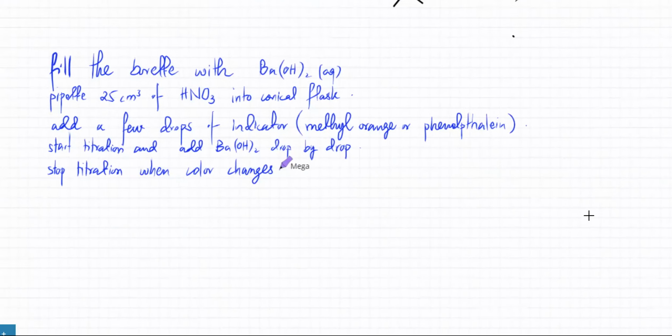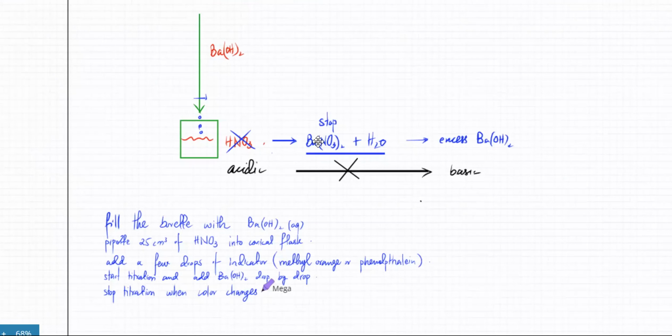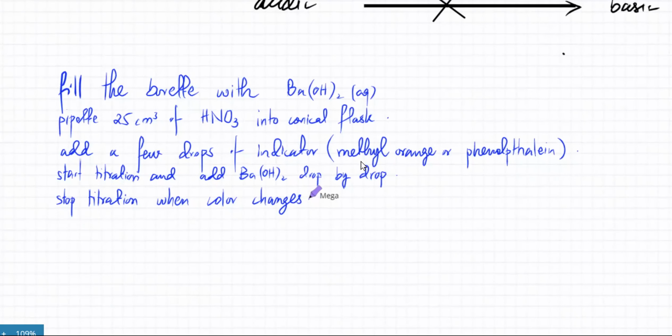Now, if you've stopped at this point, then the solution will only contain barium nitrate and water. There's no other impurity present. But it's going to be contaminated by one thing, and that is the indicator. So you're going to remove the indicator by adding charcoal. Charcoal is an absorbent material to remove indicator.